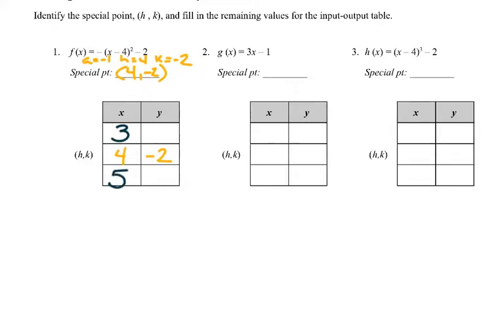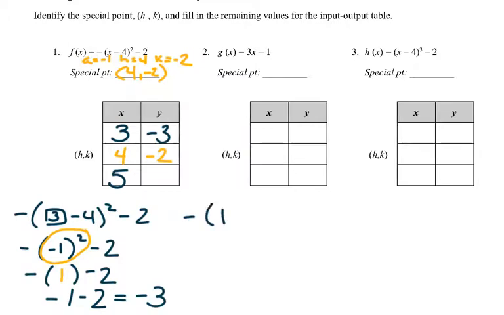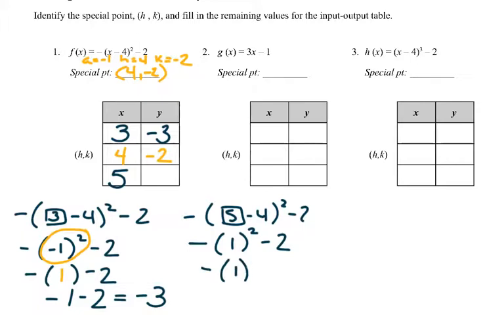So now what I'm going to do is plug in 3. Simplifying it, 3 minus 4 is negative 1. Negative 1 squared is positive 1. Negative times 1 is negative 1, and that gives me negative 3. And then I'm going to do the same thing here, and I want to plug in 5. And simplifying that gives me, here, 1 squared is 1. Negative times 1 is negative 1, minus 2 is negative 3.